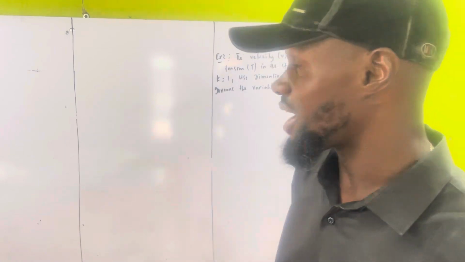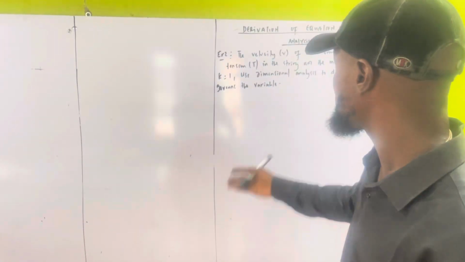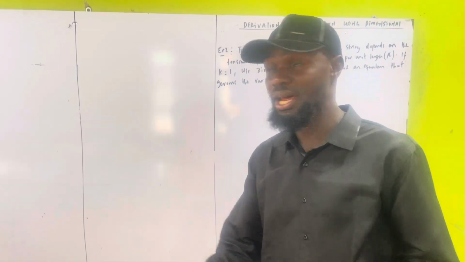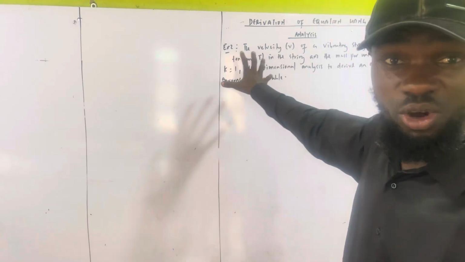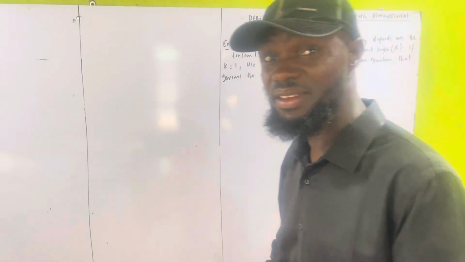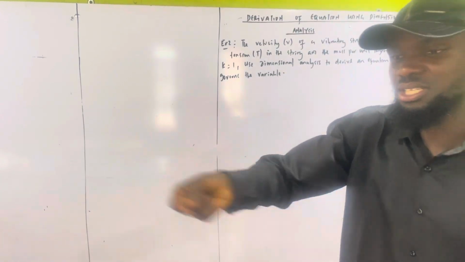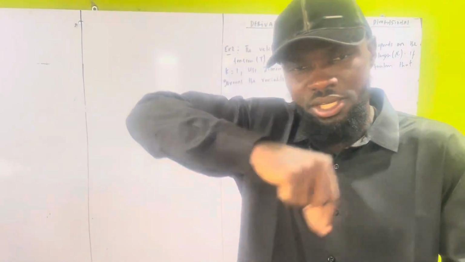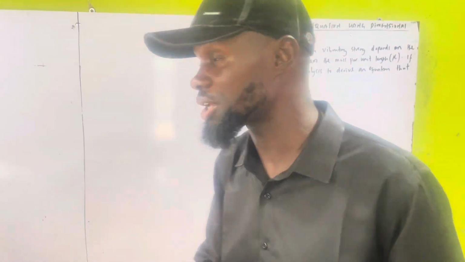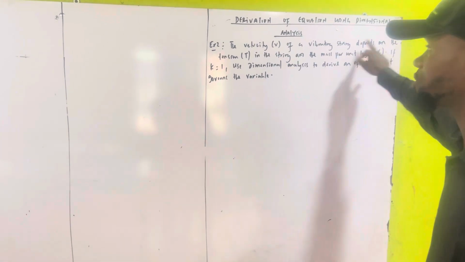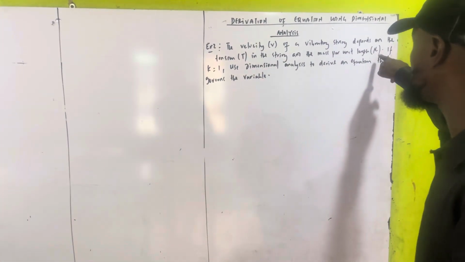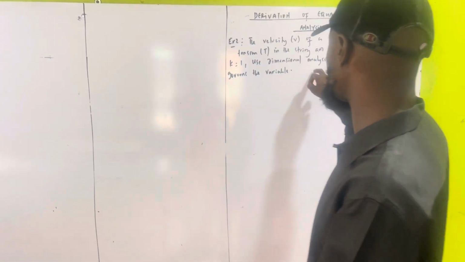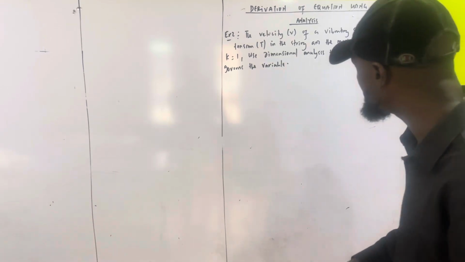Under derivation of equations using dimensional analysis, here we have another question that you can check together as an example. This question is talking about the velocity of a vibrating string. The velocity of that vibrating string depends on the tension in the string and the mass per unit length of the string. So the velocity V of the vibrating string depends on the tension T in the string and the mass per unit length, represented by this symbol. If K is 1, use dimensional analysis to derive an equation that governs the variables.